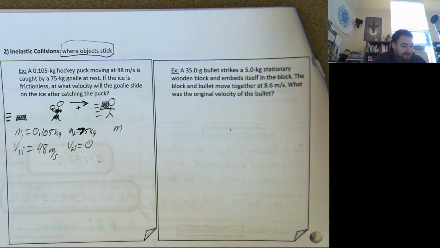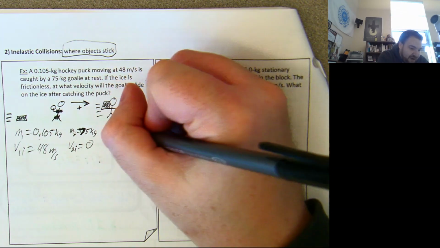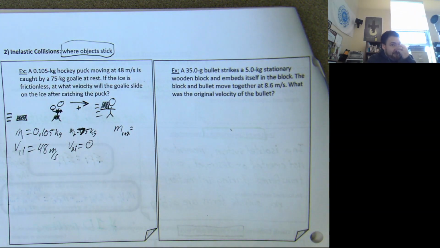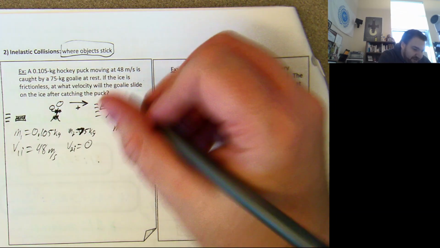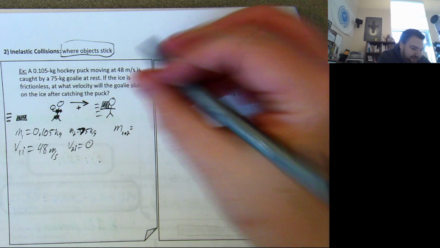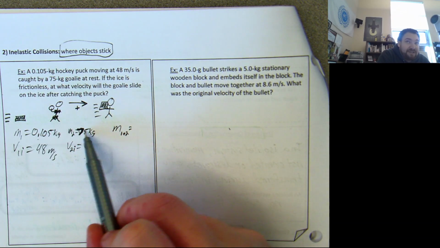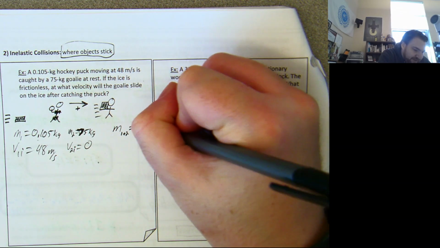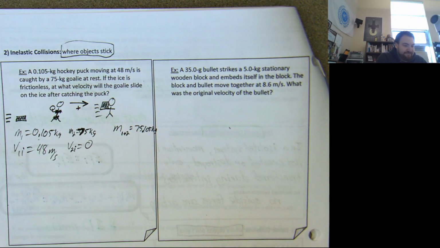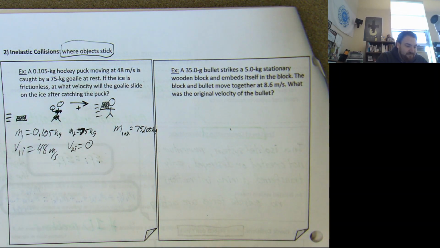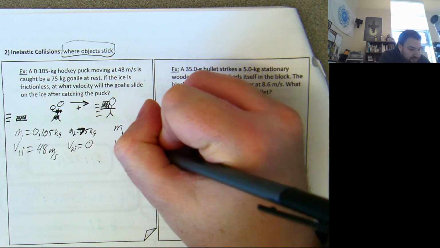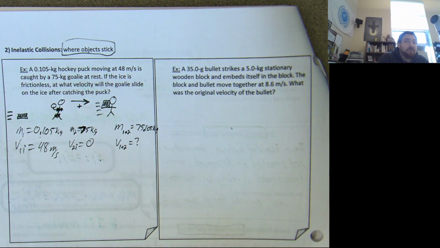I'm going to call this the mass of 1 plus 2, because when objects stick together, you're going to add those masses together. The mass of the system now, the puck and goalie together, is the sum of their individual masses, because they're sticking together. It's going to be 75.105 kilograms. And we want to figure out V of 1 plus 2. That's what we're looking for.